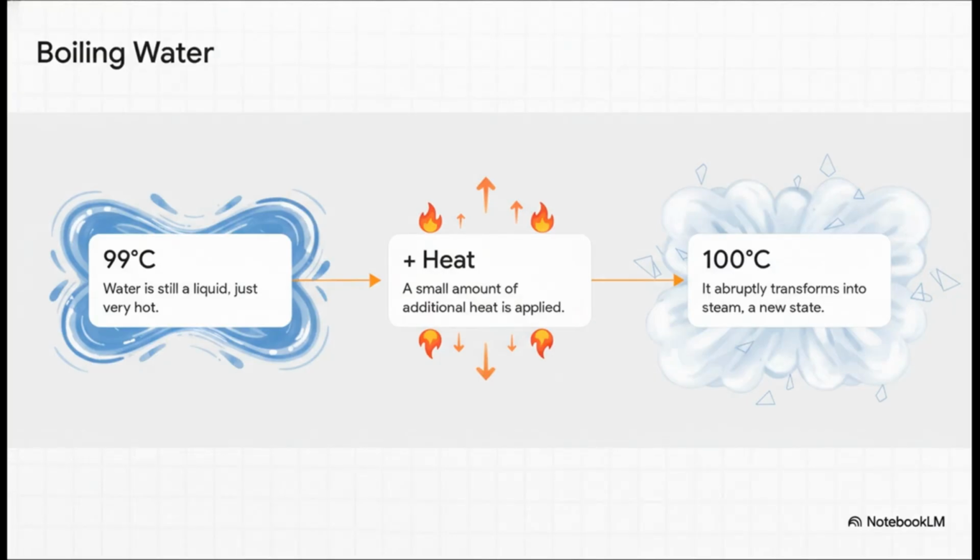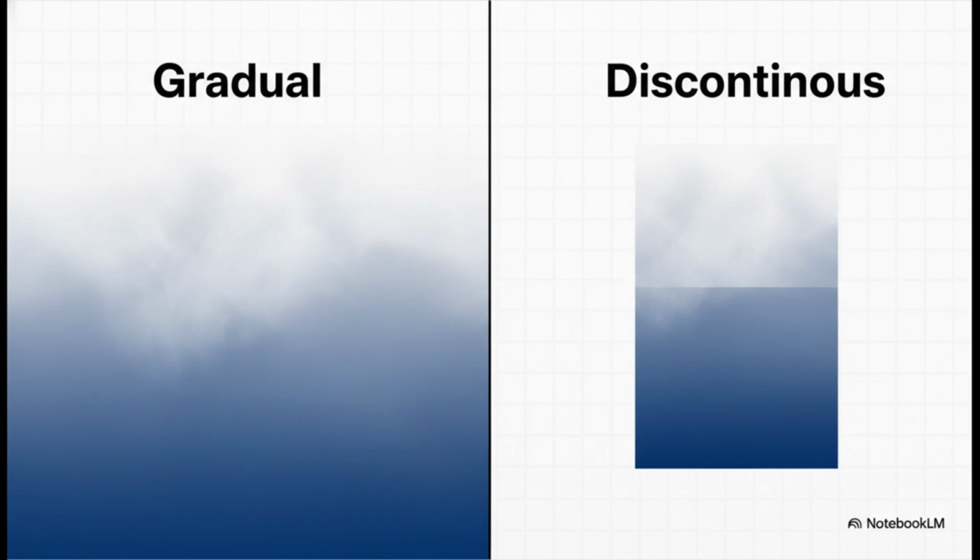Let's use the classic example, boiling water. Imagine water at 99 degrees Celsius. It's super hot, yeah, but it's still 100% liquid water. Now, add just a tiny bit more heat, just 1 more degree, and bam! At 100 degrees, it instantly becomes steam, a totally different state with totally new rules. And here's the key thing to grasp. The change isn't gradual, it's discontinuous. The properties of hot water don't sort of slowly fade into the properties of steam. Nope. The system hits a very specific threshold, and in that instant, it undergoes a complete, fundamental change of state.